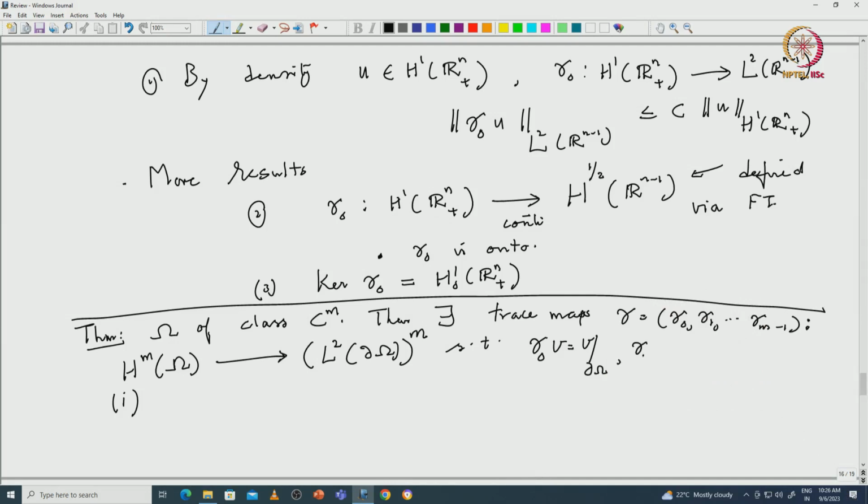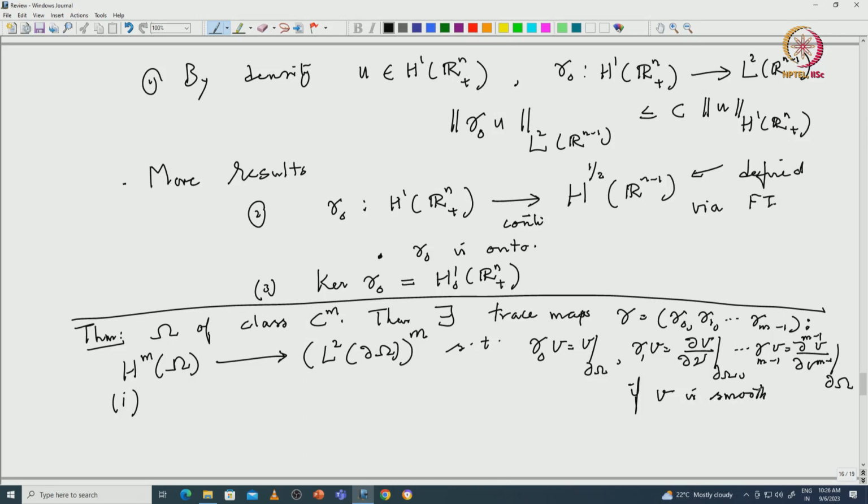Gamma 1 of v is equal to dv by d nu restricted to the boundary, such that gamma m minus 1 of v is equal to d to the power m minus 1 v by d nu to the power m minus 1 restricted to the boundary, if v is smooth. V is smooth appropriately, okay, for the restriction.